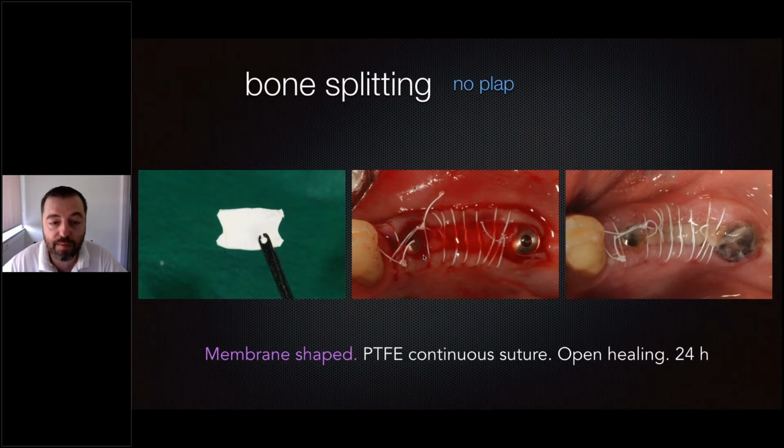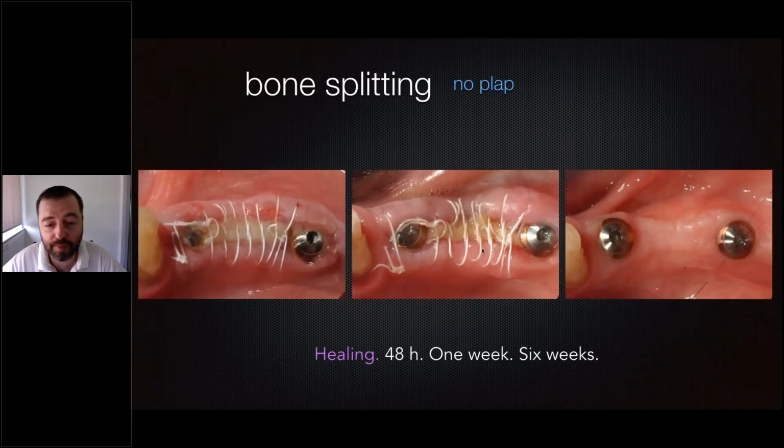There are only two membranes that are able to resist in the mouth opened. It's a BioGuide and a socket repair from the other company. And here is the outcome. I mean, don't try with other pericardium or whatever membranes, because they're just going to dissolve in 24 hours. So this is a clinical aspect after 48 hours, sorry, 1 week and 6 weeks.